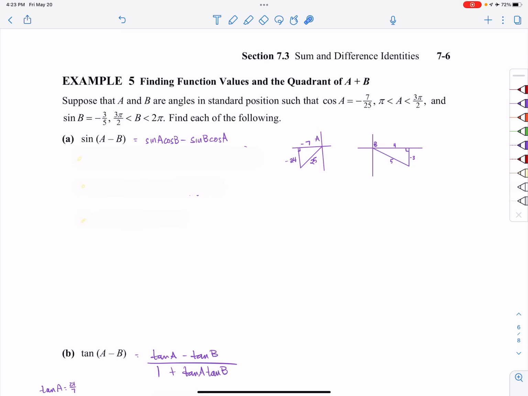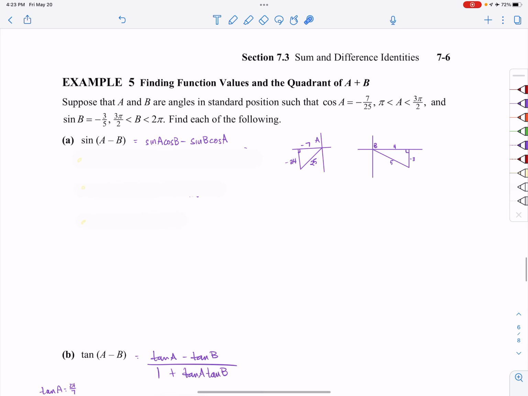And then we're going to do the same thing for angle B. Draw your triangle in quadrant 4. Mark the opposite over hypotenuse, because that's what SOHCAHTOA says for sine. So the opposite is 3. The hypotenuse is 5. Since that 3 is going down, it has to be negative. Find the missing side, which is 4. It's going to the right, so it's positive.